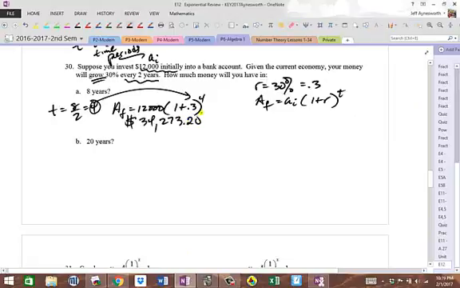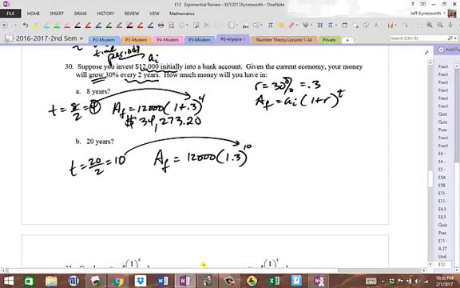Okay. In 20 years, how many 2-year periods are there? 20 divided by 2 is 10, so 10 two-year periods. 10 times 2 is 20, so that makes sense. So A sub f equals 12,000 times 1.3, because it's raising 30% per year, to the 10th power.